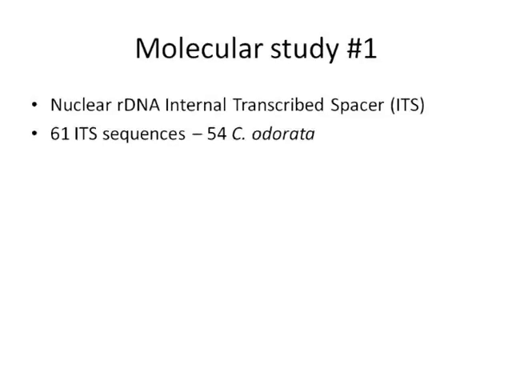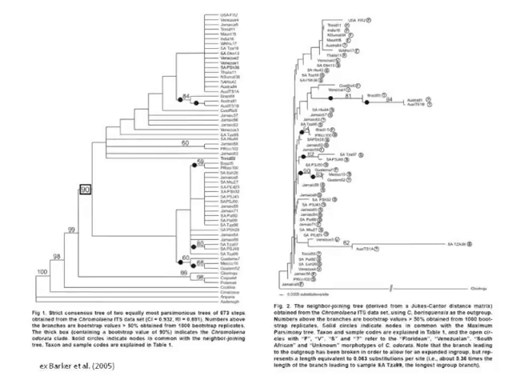So the next step to try and confirm this was to look at some genetics, using the ITS region and 54 different Cremolina odorata samples. The ITS region is just quite a variable region of DNA, and it was sequenced. And these are the big trees that were produced from it.